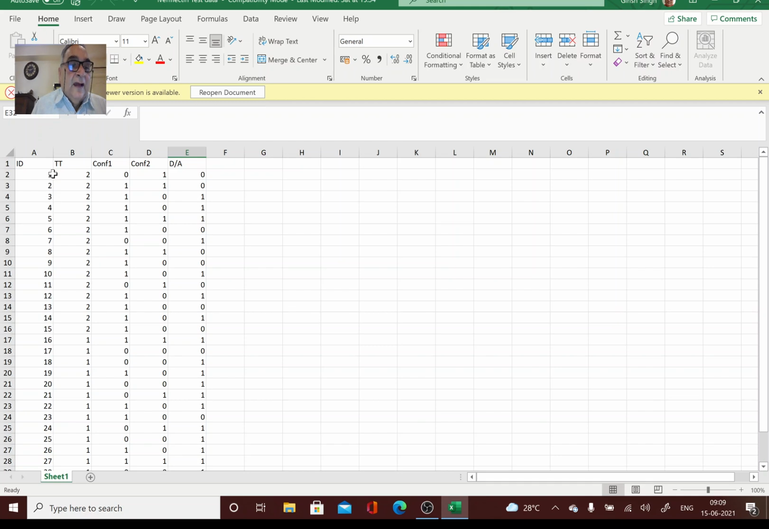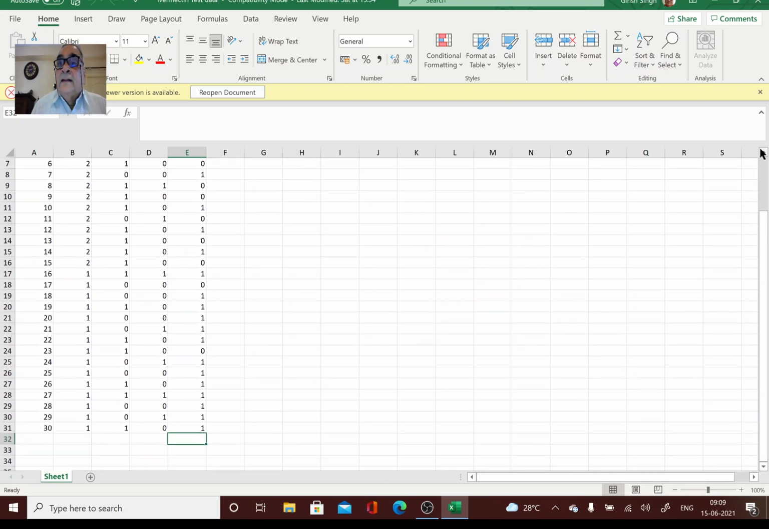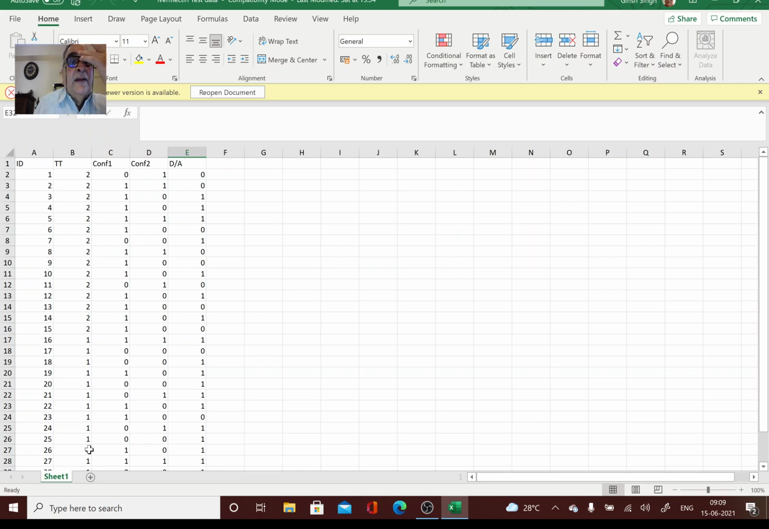So here are patients 1 to 30, and 2 means controls and 1 means ivermectin plus group. And these are the dead and alive. And here is a possible confounder 1, let us say asthma, which explains why more deaths could have occurred in the control group.